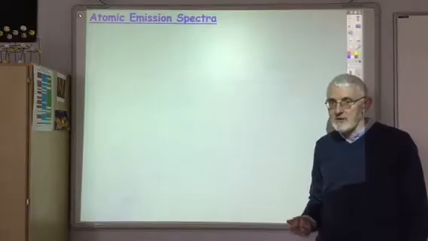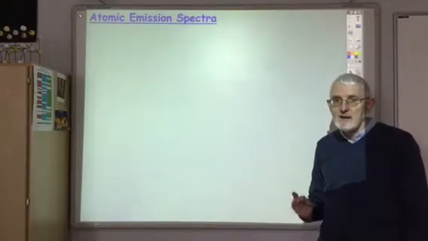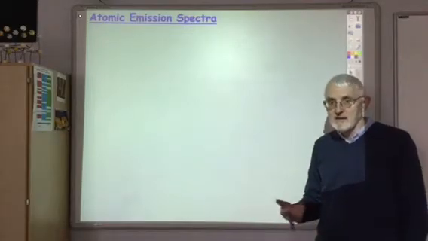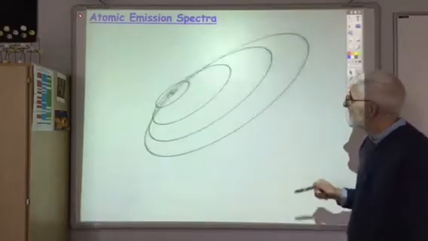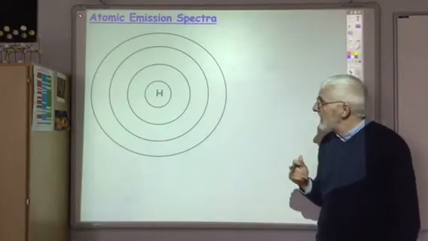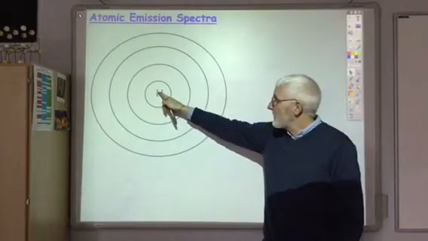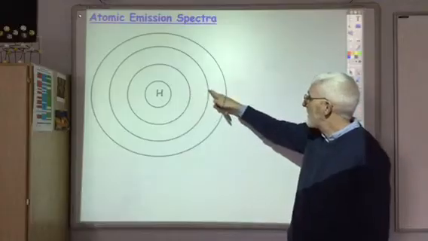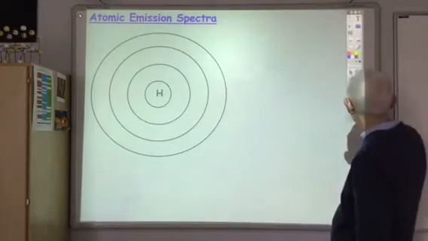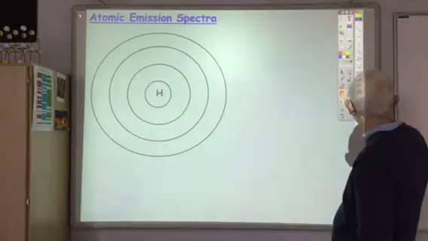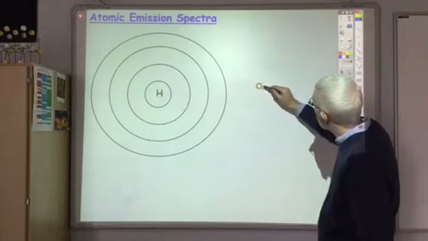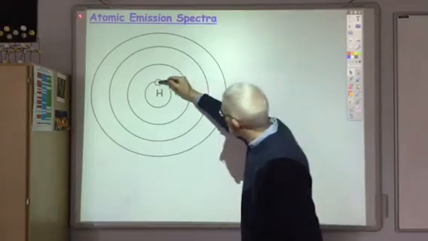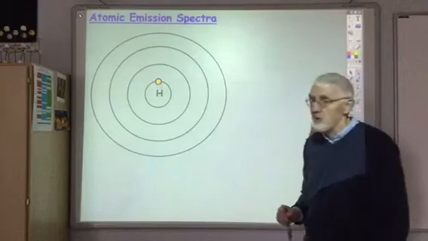The phenomena of flame colours is really just part of what we call atomic emission spectra. And in order to explain atomic emission spectra, it's easier to try and explain it using the hydrogen atom, as that is the simplest atom. So here's our hydrogen atom. The nucleus is a tiny little dot in the middle here that you can't see. This is the first energy level, second, third, fourth. Now, hydrogen only has one electron, and let's put it in the first energy level where you'd normally find it.